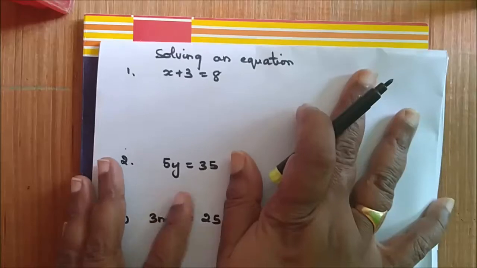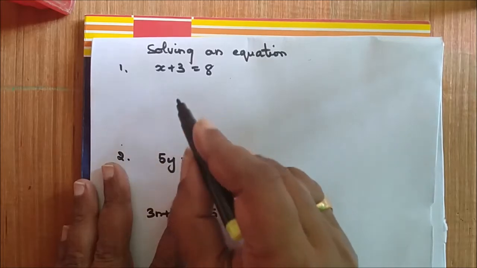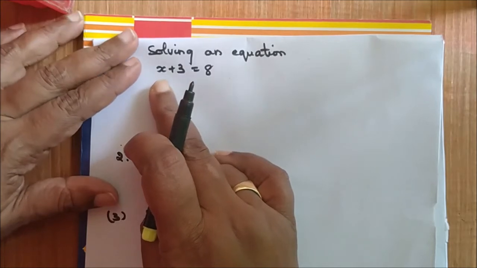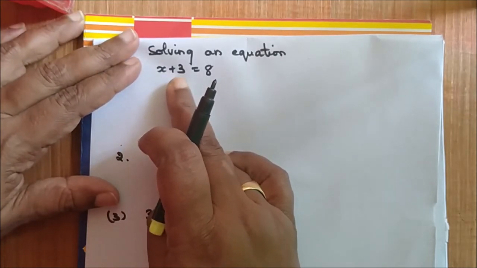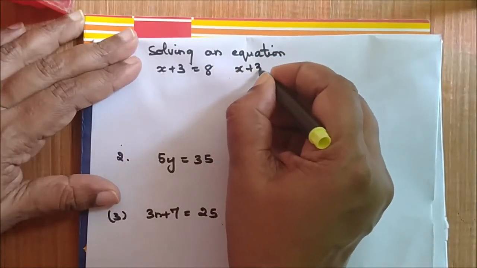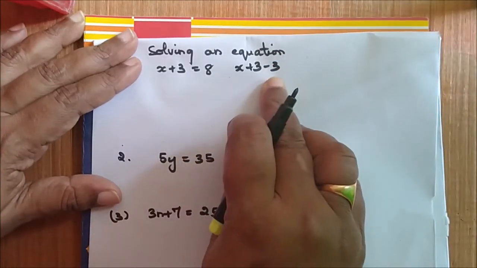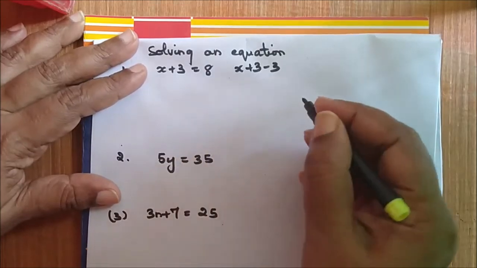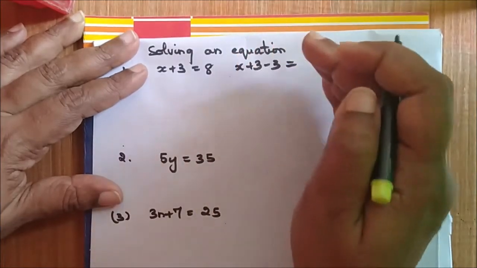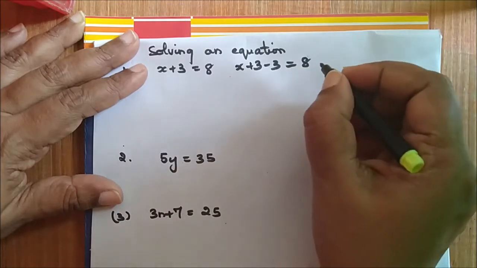Now we'll go about solving an equation. x + 3 = 8. In this case, if I want to find the value of x, I should remove this 3 first. Now how can I remove it? I can write it as x + 3 - 3. So if I have plus 3 and minus 3, it will get cancelled. Now whatever changes I make to the left hand side, the same thing I should do to the right hand side also, because this is an equation.